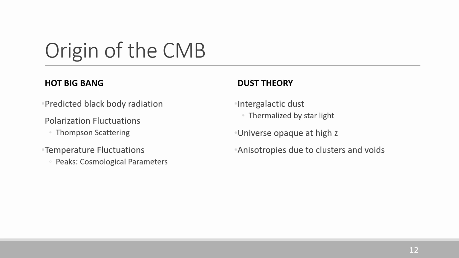But, of course, this is not the only theory for the origin of the CMB. Like I said, there is this dust theory that this paper looks at, where instead of the CMB being due to the Big Bang, it's due to this surrounding intergalactic dust that's been thermalized by starlight and is now re-radiating back at us as what we see as the CMB. And in this theory, the universe is opaque at high redshifts, and the anisotropies in temperature and polarization are due to clusters and voids, which we'll talk about more later.